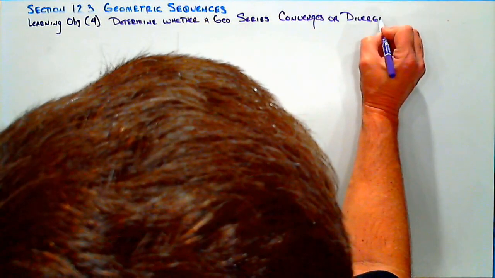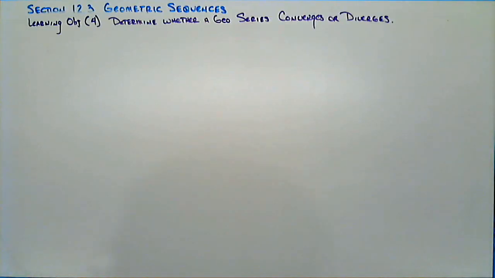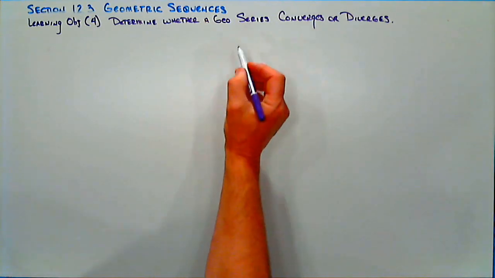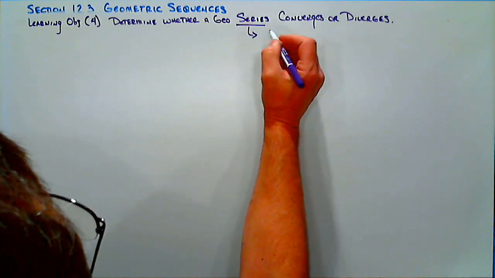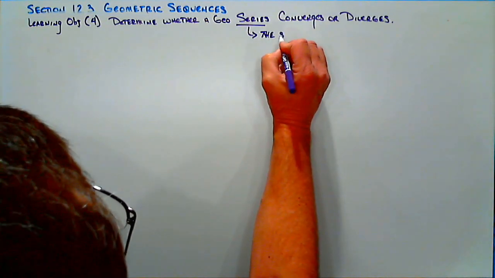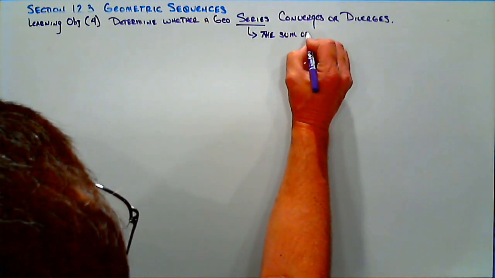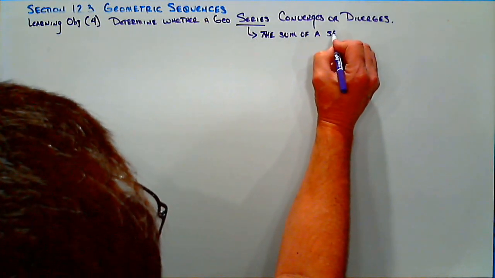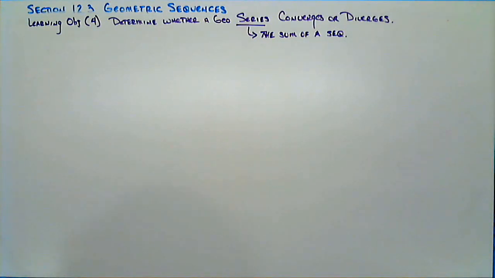Now, we have a lot of words here that we need to have a conversation about before we can go any further. We need to talk about what these words mean. Let's start with series. Series just means the sum of a sequence. So a series is just a sequence and we add all the terms together, just like the last example where we added all the terms together. That's what a series is.